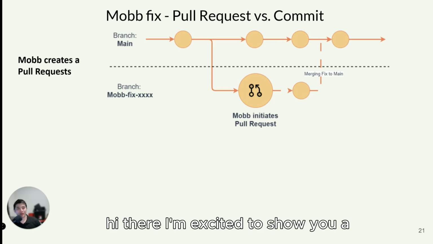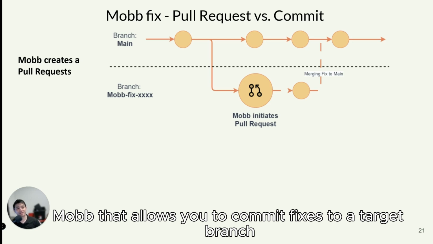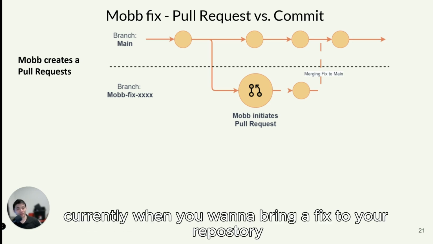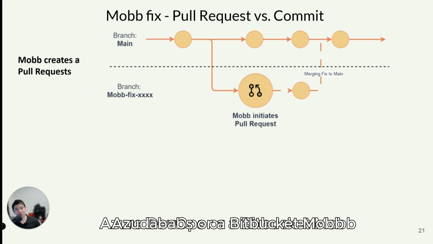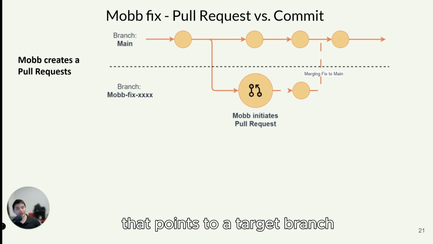Hi there, I'm excited to show you a new capability that we have recently released here at Mobb that allows you to commit fixes to a target branch. To explain a little bit of how this works, currently when you want to bring a fix to your repository, whether that is GitHub, GitLab, Azure DevOps, or Bitbucket, Mobb allows you to create a pull request that contains the fix that points to a target branch.